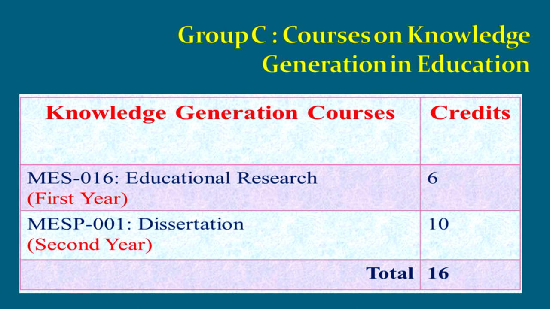The first one is MES-016. This is the course code and the course title is Educational Research. This is studied in the first year of your program. This is a 6-credit course. And the second course that is included in Group C, course code is MESP-001. That is the dissertation. This is the practical oriented course. This is the project work. And this is a 10-credit course. And in total in this group, 1 theory course that you have to study in the first year and another practical and project oriented course, the dissertation course, that you have to study in the second year. If I include the credits, so in total 16 credits you have to study from this group.